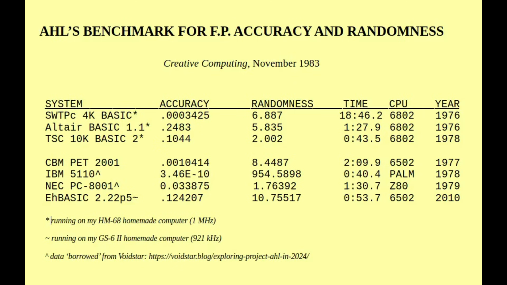So, clearly, when you look at accuracy, other than the IBM machine, this is the most accurate BASIC you're going to get in terms of what it can do. IBM 5110, far and away more accurate. But also, its random number generator sucked, pretty much.